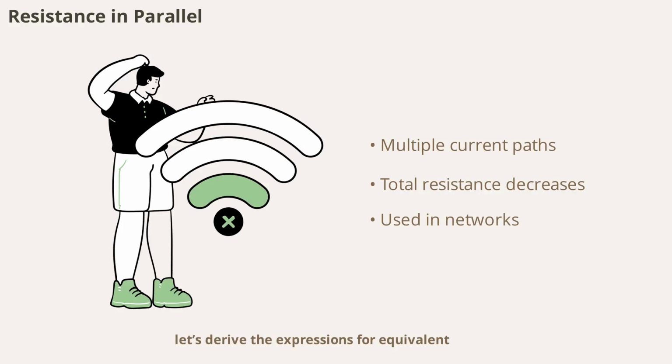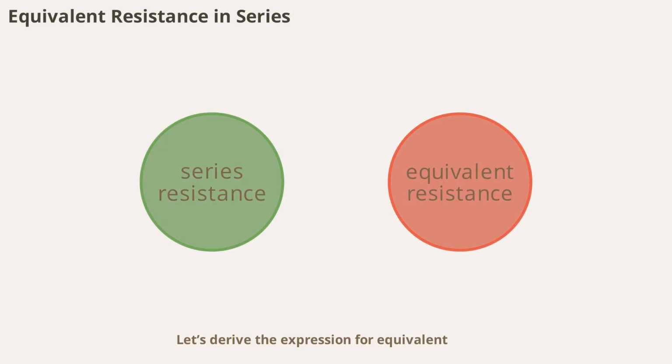Now, let's derive the expressions for equivalent resistance in both series and parallel. Let's derive the expression for equivalent resistance when resistors are connected in series. Since the current is the same through each resistor, and the total voltage is the sum of voltages across each, we get R total equals R1 plus R2 plus Rn. This simple addition makes calculations straightforward for series circuits. Knowing how to find equivalent resistance helps in analyzing and designing circuits efficiently.